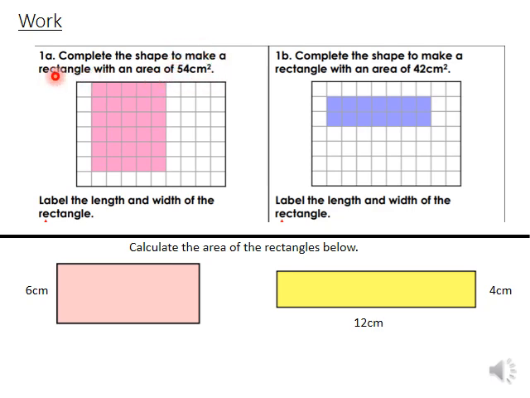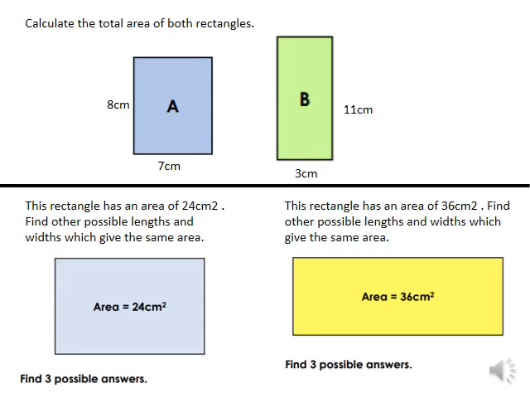Remember, it must be a rectangle. We can't just go putting random squares over here and over here. It must be a rectangle. And then you need to label the length and width of the rectangle. For these questions here, you have to calculate the area of each of the rectangles below. Okay, and then moving on, a similar question, you're going to be calculating the total area of both rectangles.